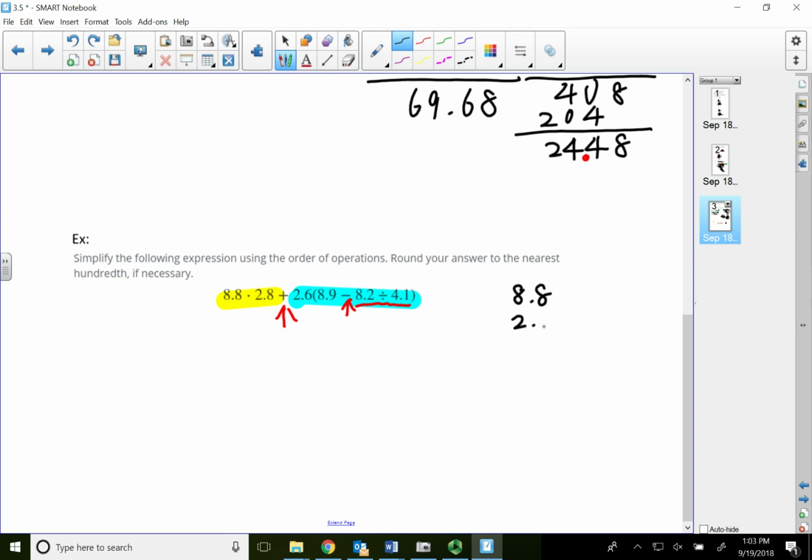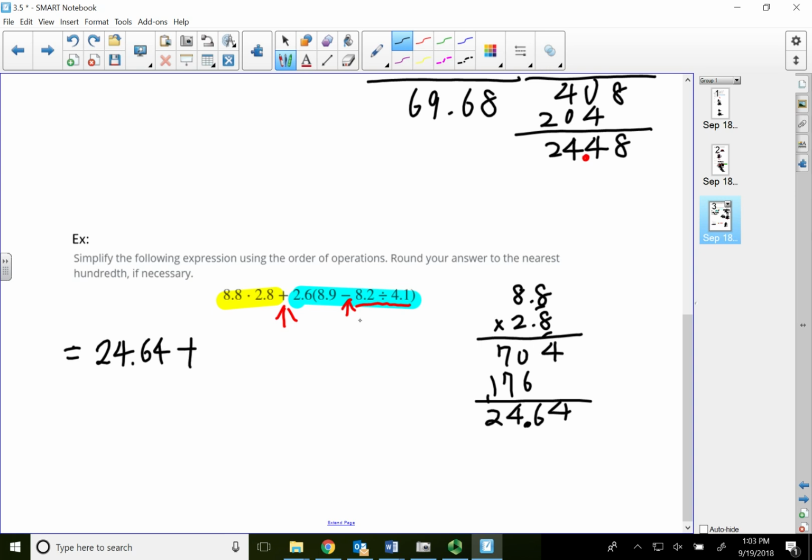8.8 times 2.8. So 8 times 8 is 64, carry 6. 8 times 8 is 64. 64 plus 6 is 70. 2 times 8 is 16. 2 times 8 is 16 plus 1 is 17. So that's 24640. I have 2 decimal places, so count backwards. That will be right here. 24.64 is what's coming out of my first term. Let me write it down here. 24.64 plus.